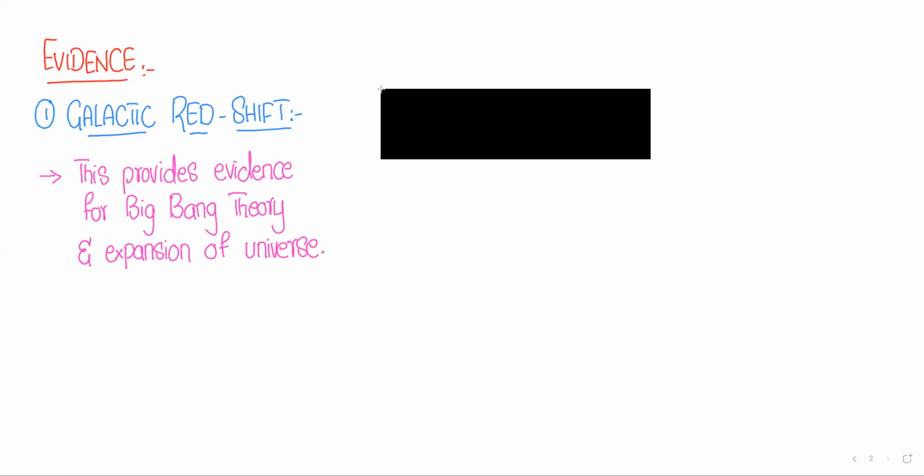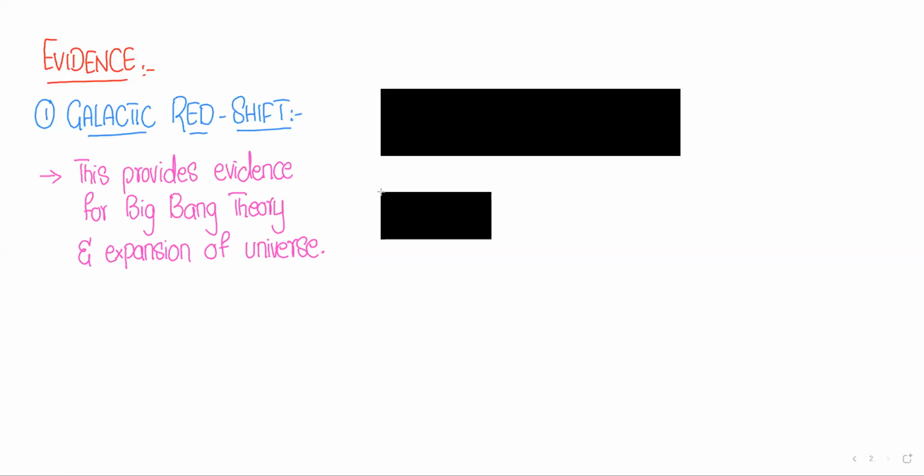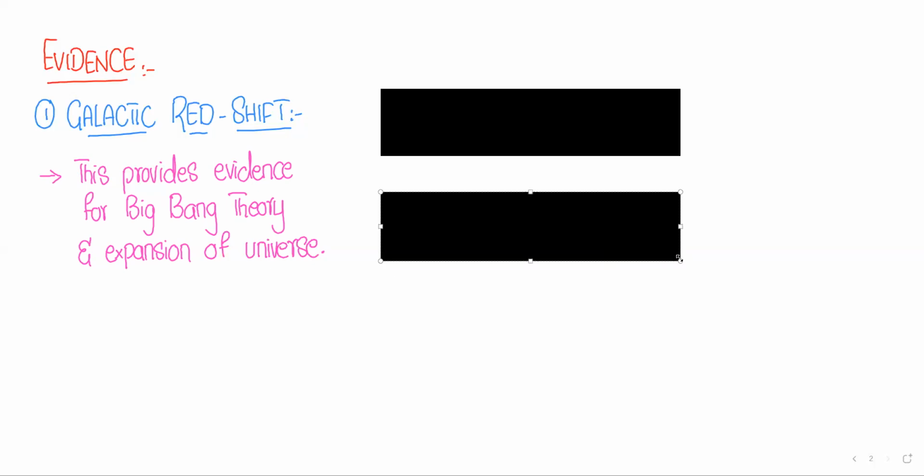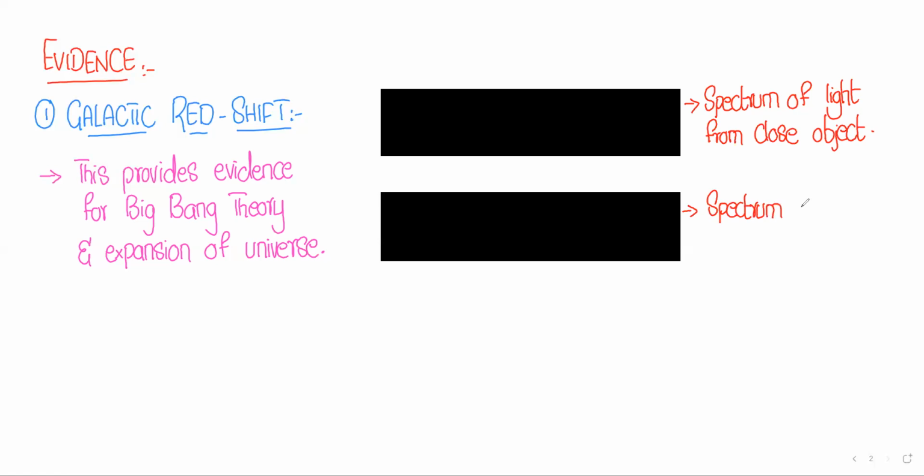So let's suppose we consider two cases. In the first case, this is the spectrum of light from a close object, and the second will show you the spectrum of light from a distant object.